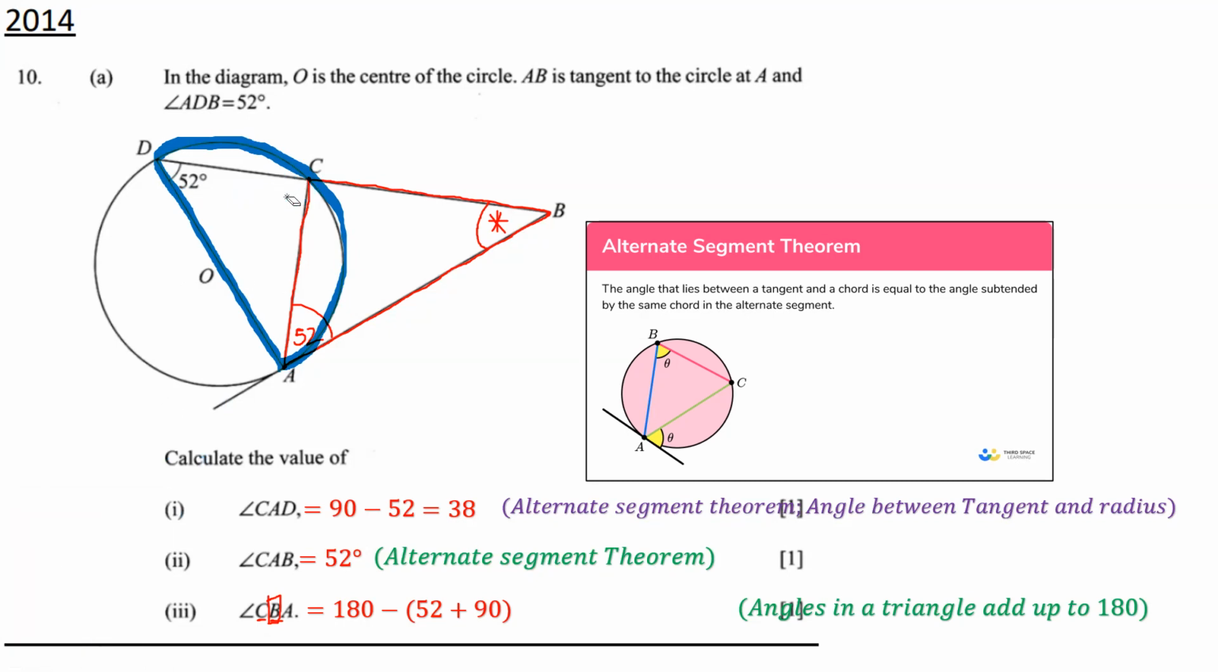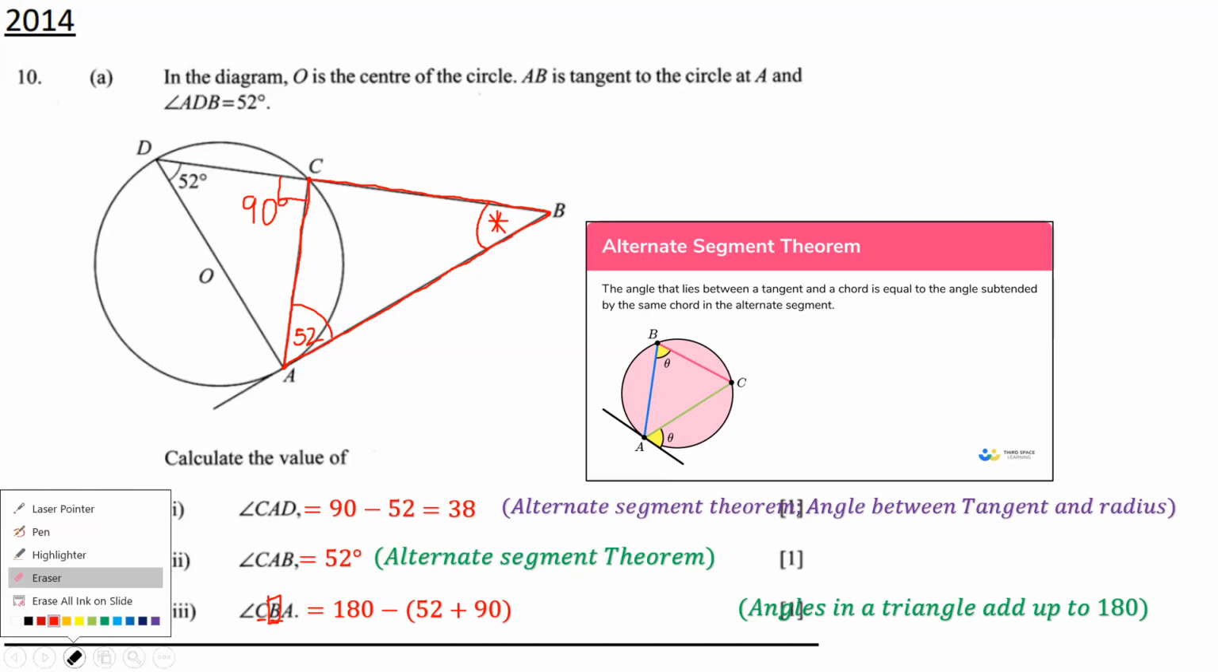So again, let me erase that. That means that this angle, let me use a pen instead of a highlighter, that means that this angle right here is 90 degrees, all right? Because again, the angle formed in a semicircle is 90 degrees. So if this part is 90, that means that this part right here must also be 90 degrees.